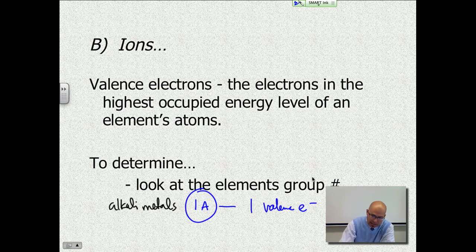If I look at the halogens, they are in group 7A. Whether it's US or European, it would both be 7. It would be 7A if it's US, 7B if it's European. But so therefore, 7 valence electrons.